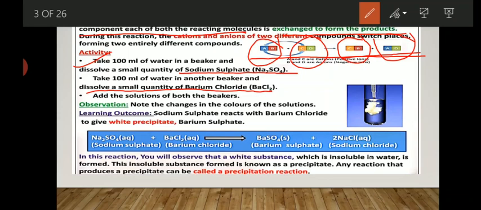You have to take some amount of barium chloride solution and keep it aside, and some amount of sodium sulfate solution and keep it aside, and after that you have to mix them. Now what observation will you get? Note the change in the color of the solution. In both the beakers you will see the color change.